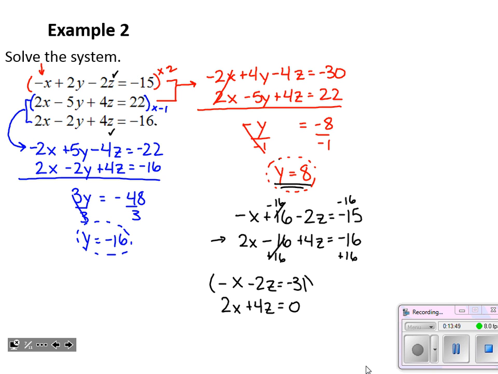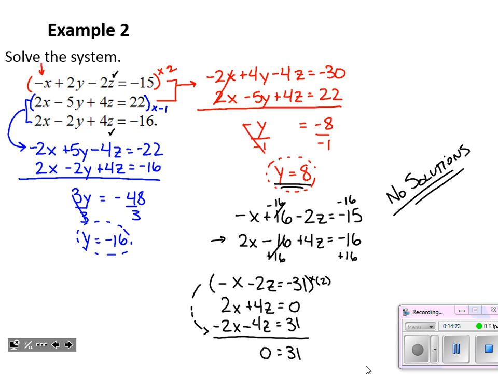Let's see what happens. In order to eliminate the x's, let's say we're going after that next, I would have to multiply the top equation by 2. So if I rewrite it underneath, I would have negative 2x minus 4z equals positive 31. Ah, that's why we were getting that weird result. When I eliminate, my x's and my z's eliminate, and I end up with 0 equals 31. This is a no solutions situation.